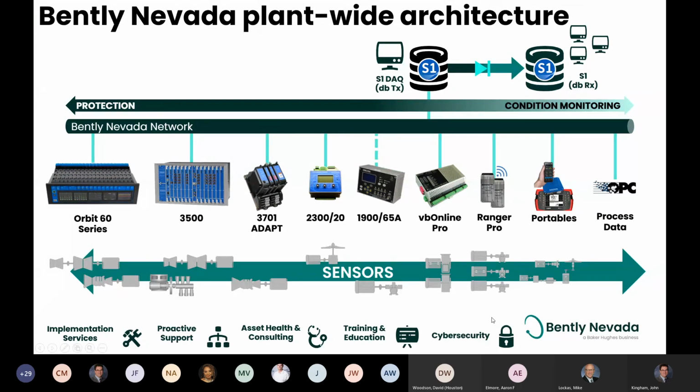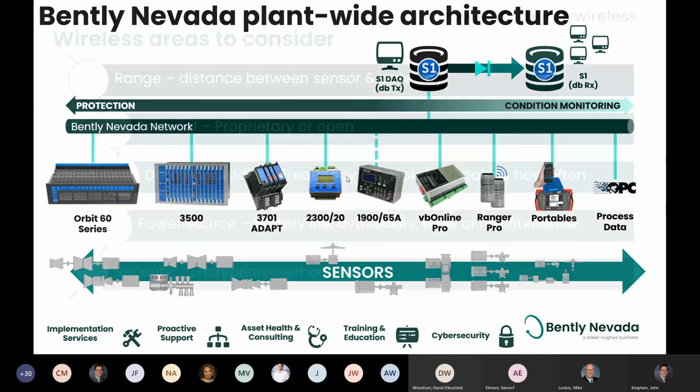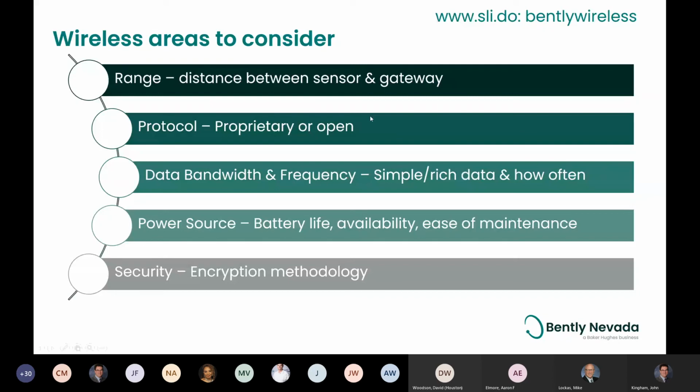And then cybersecurity. We can help you with your cybersecurity concerns surrounding our equipment as well. So we have a service organization devoted to that as well. So that's condition monitoring and how we do it. Let's move back to the Ranger Pro.